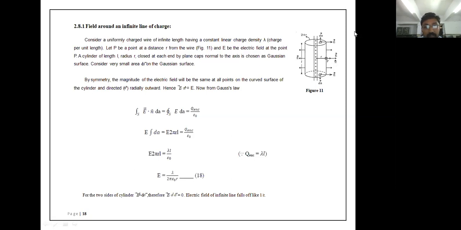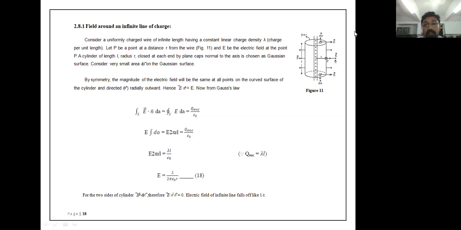Yes, the electric field and the area that we have considered are in the same direction. On the curved surface we have considered a small area, so the direction of the small area and the direction of the electric field are both the same. So the area vector n cap is radially outward, and we take the dot product of E and n.